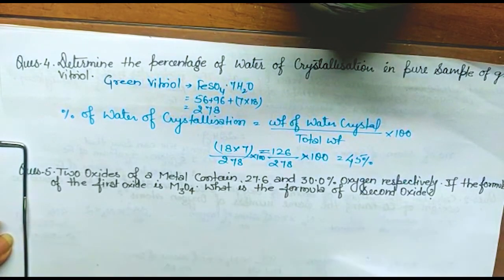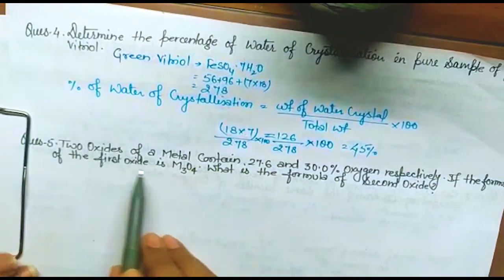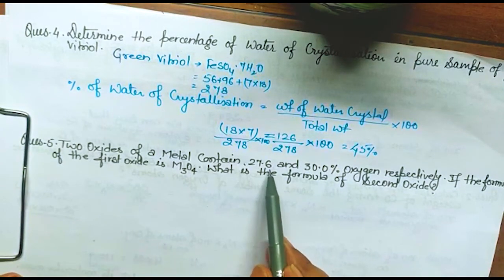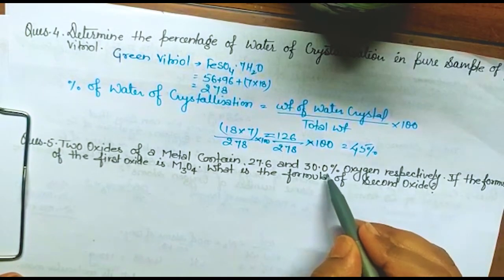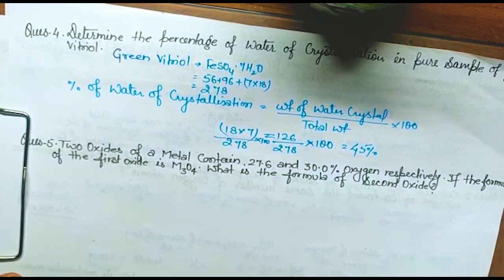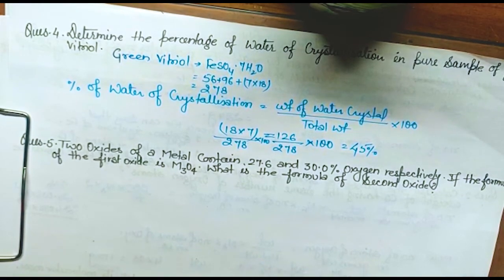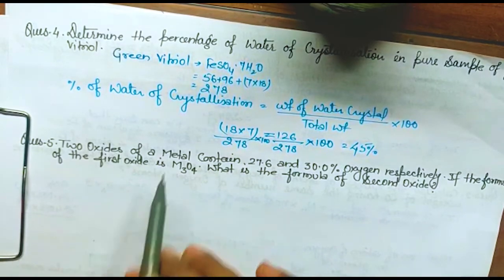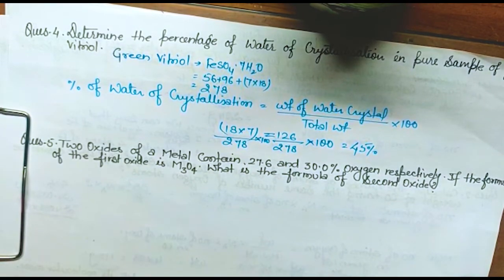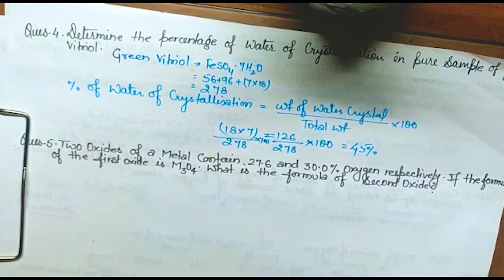There are two oxides of a metal containing 27.6 and 30.0% oxygen respectively. If the formula of the first oxide is M3O4, then what will be the formula of the second oxide? To find the formula, we should know the atomic mass of the metal, isn't it? So we have to find the atomic weight of M.